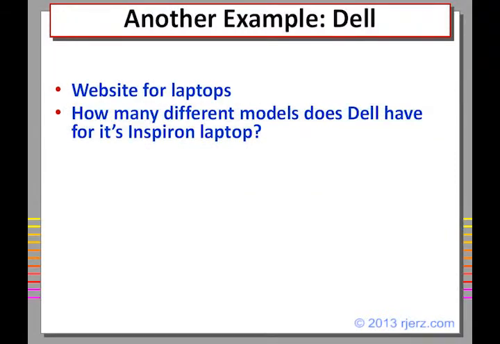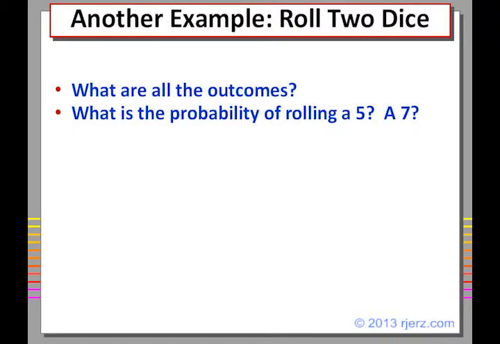Let's take another example. Consider that you want to buy a laptop from the Dell website. How many different models of the Inspiron laptop can Dell advertise? To answer this question, we would have to know how many different versions of each option Dell provides. In a very simple scenario, if we had 4 hard disk types and 3 monitors, and let's say 2 different memory configurations, to figure out the total number of models, we would take 4 times 3 times 2, which is 24. Let's take another example, rolling 2 dice. What are all the outcomes, and then what is the probability of rolling a 5 or a 7?